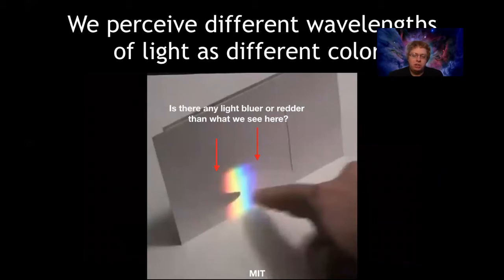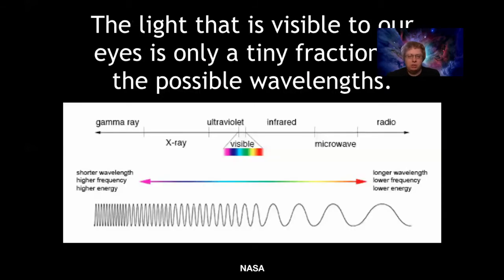One question that you might ask is, why does light stop here and here? Is there such a thing as light that is redder than the reddest light that we can see, such as light that would be bent over in this direction? Or is there such a thing as light that is bluer than what we see over here? And it turns out that the answer is yes.